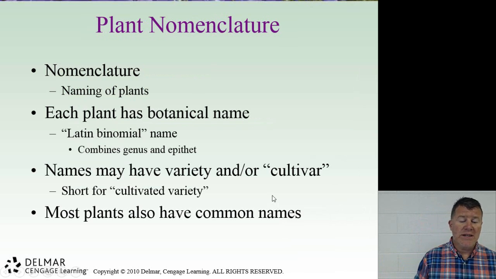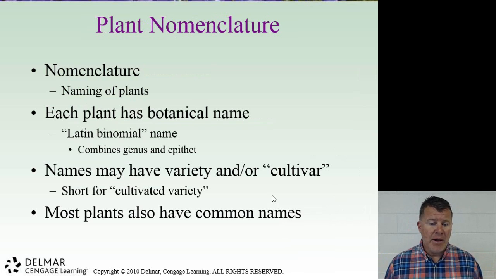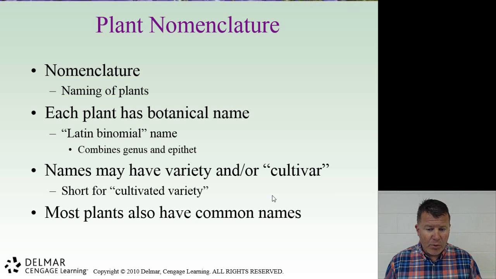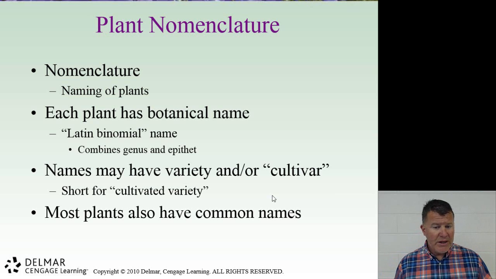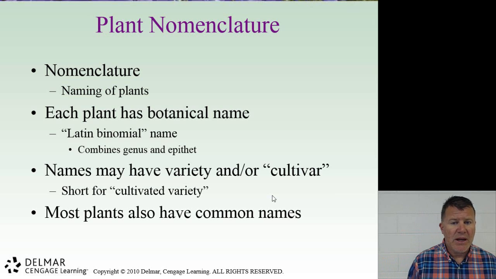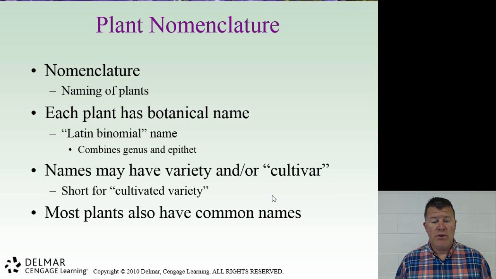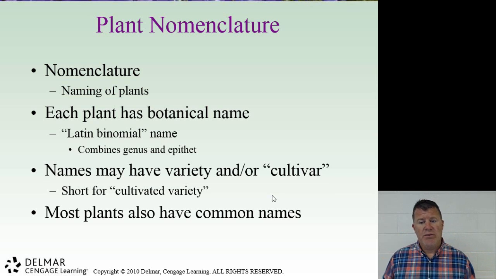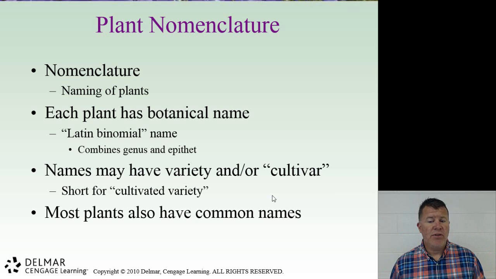Plant nomenclature. It's the naming of plants. Each plant has a botanical name. Latin binomial combines the genus and the epithet. Names may have a variety and or a cultivar, short for cultured variety. Varieties are distinctively different. They're breeding to a true form. Your cultivar is propagated by vegetative means, and it ceases propagation. It ceases to exist if you don't do that propagation. So that cultivar, botanists, horticulturists are actually propagating the cultivars vegetatively. It's not happening from seed.